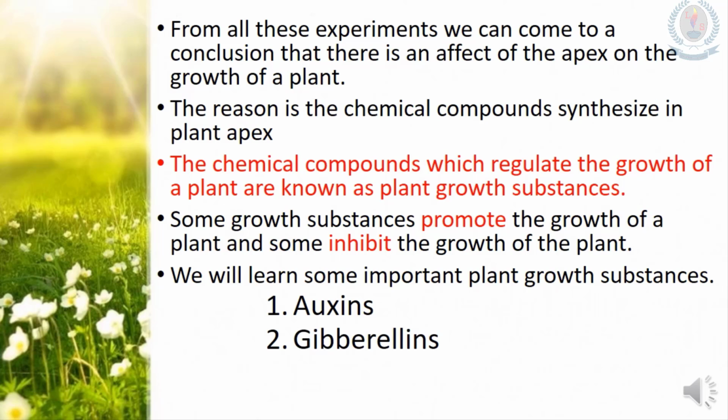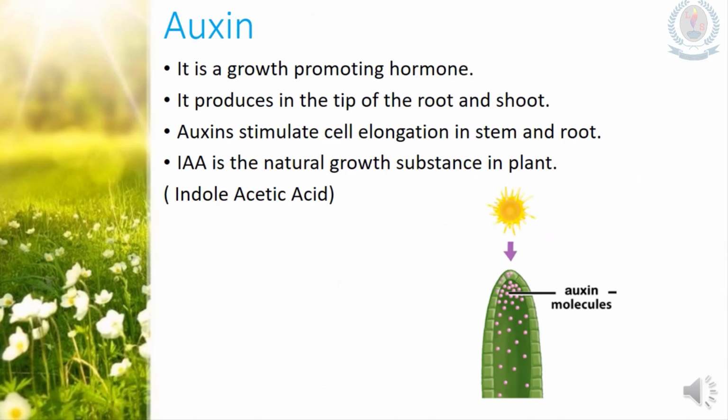Auxins, gibberellins and cytokinins. First of all, we'll talk about auxin. It's a growth promoting hormone and it is produced in the tip of the root and shoot. So, auxins are not produced only at the apex of the shoot, they are also produced at the tip of the root and also stimulate the growth of the root.